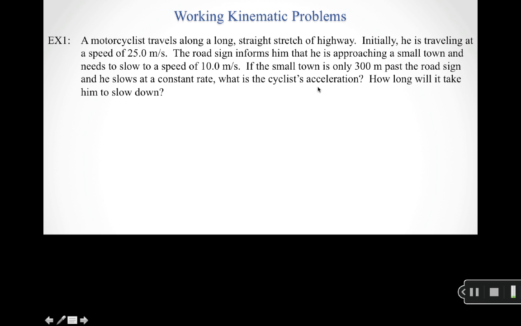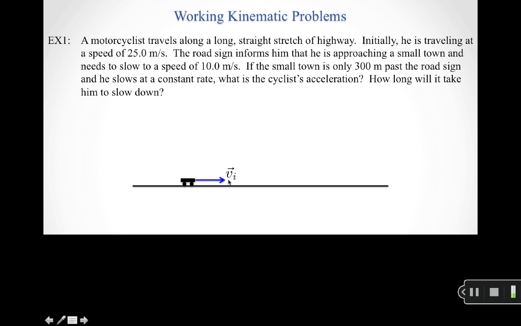Okay, fine. I notice I've got 2 questions here, so I want to solve for the cyclist's acceleration in one, and then I want to solve for time in the other. Right? How long will it take him to slow down? And so like with any good problem, I'm going to start by turning the word problem into the right picture. And again, with a kinematics problem, because I'm interested in both what's going on initially and what's going on at the end, I'm actually going to make 2 pictures.